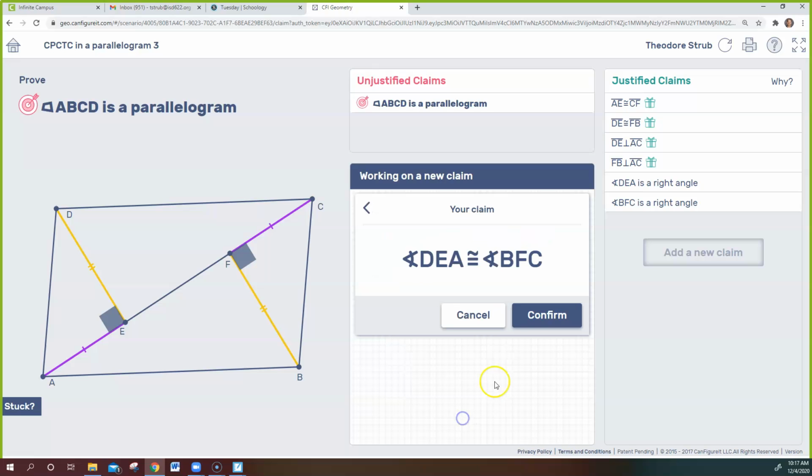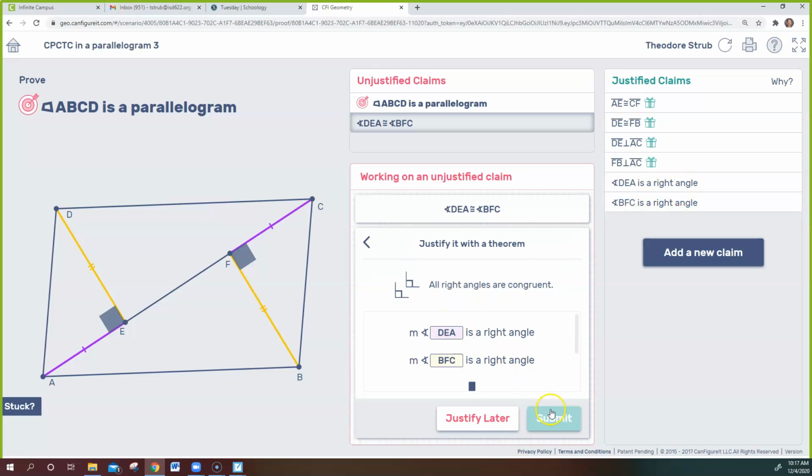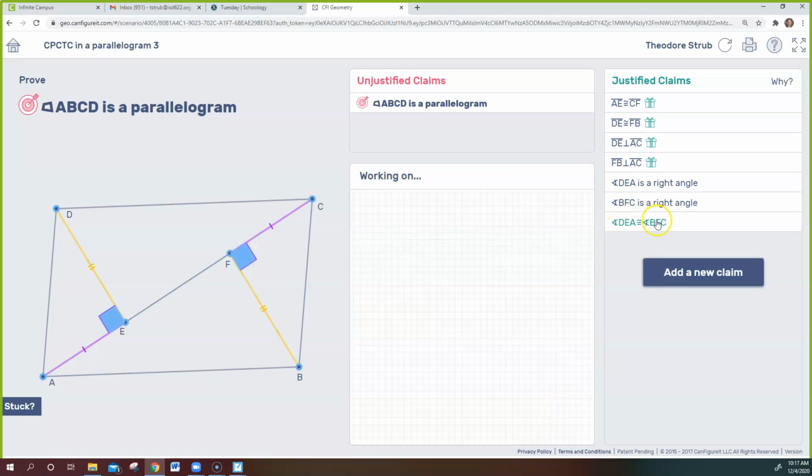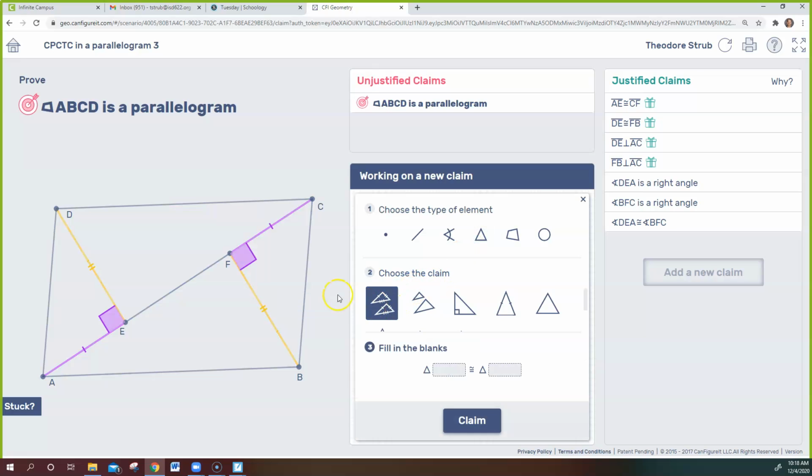And why do I know that? Because all right angles are congruent. That's the one with the 90-degree angle boxes. Since we proved there are right angles up here, I can state that they're congruent. And notice, now I have the congruent statement. A lot of students are going to try to prove these triangles are congruent before they say that they're congruent. But now, so I did all of this work to prove these triangles are congruent. So we'll go to triangles, congruent triangles, and I want ADE congruent to BFC.